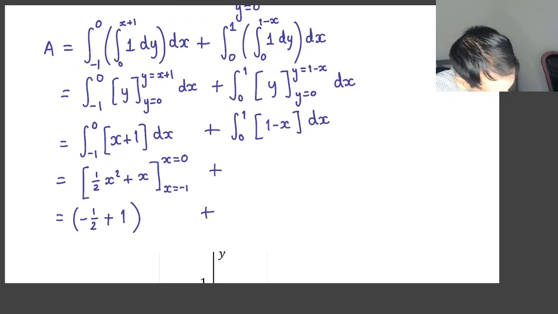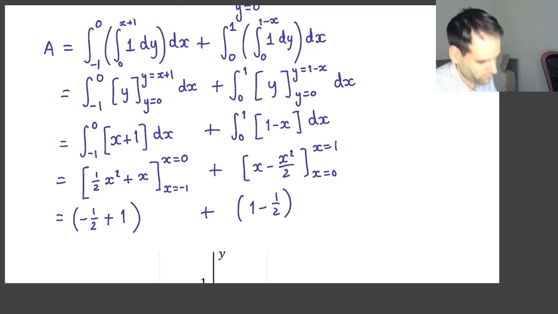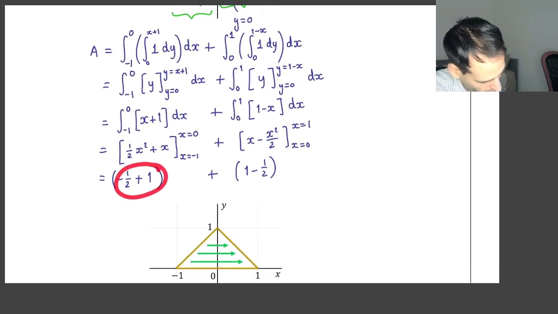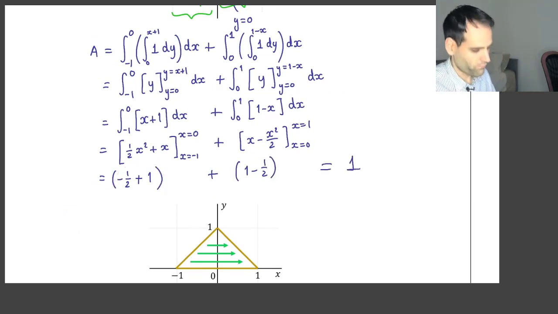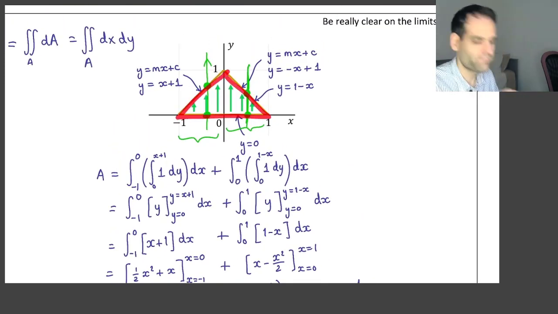So what is the integral of 1 minus x? It's x minus x squared over 2. And this is evaluated between x equals 0 and x equals 1. So the result is 1 minus 1/2. Okay? So the total integral is 1 minus 1/2 plus 1 minus 1/2, which is equal to 1. And that is indeed the area of this triangle. Okay? The area of this triangle is 1.